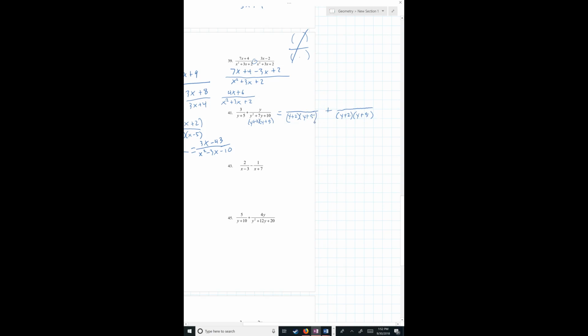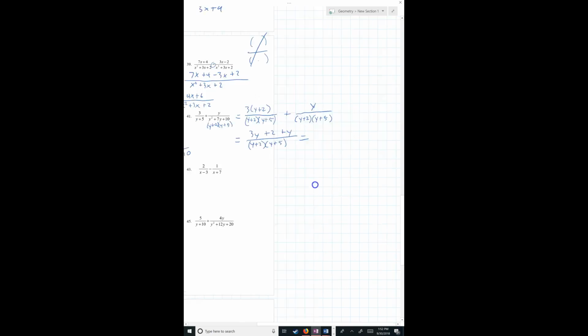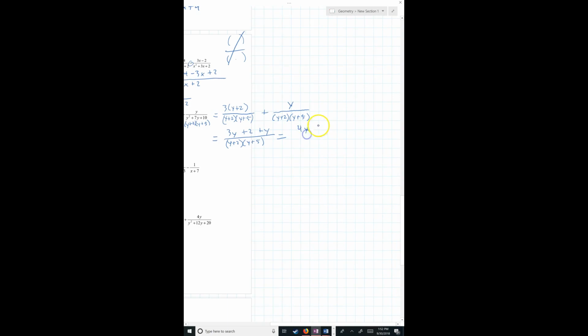And again, the first fraction is missing a factor of y plus 2. So I've got to multiply top and bottom by y plus 2. So that would be 3 times y plus 2. Now notice the second fraction already has both factors, so I don't need to do anything to it. So I just leave it as y over y plus 2 times y plus 5. Then I'm going to multiply this out and add them together. So that'd be 3 times y plus 2, plus y, and on the bottom, I'll have y plus 2 times y plus 5. So I add those together, I get 4y plus 2 over y plus 2 times y plus 5.